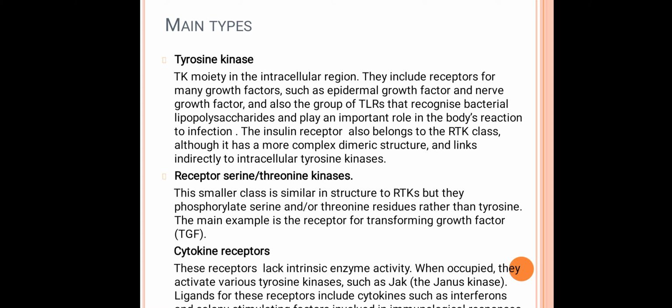The last type is cytokine receptors. This receptor is very different from the other two types because it does not have intrinsic enzyme activity, meaning it does not have an enzyme within the receptor, yet it has the ability to attract enzymes found nearby such as Janus kinase. It will attract Janus kinase, which is found nearby the receptor, and bring the enzyme to phosphorylate the tyrosine residues found in the receptor. So this type is called cytokine receptors, and the ligands that bind here are cytokines such as interferons. So these are the main types of receptors based on the intracellular domain.